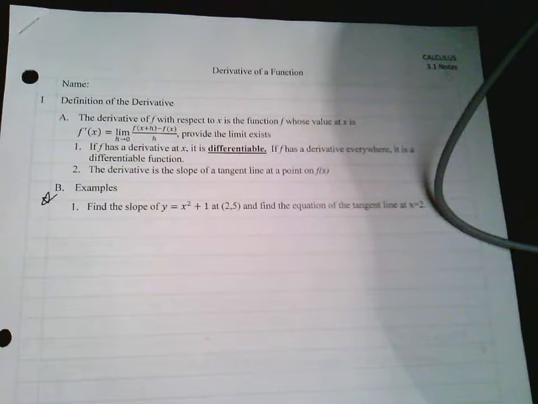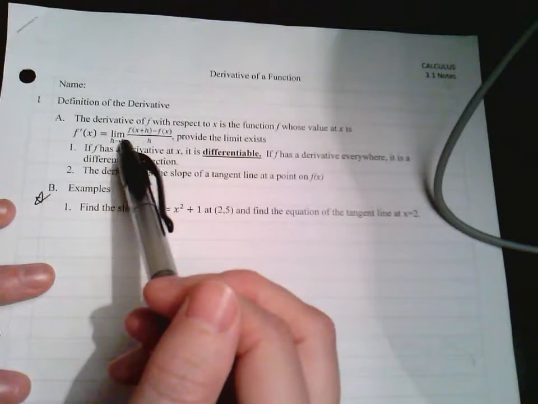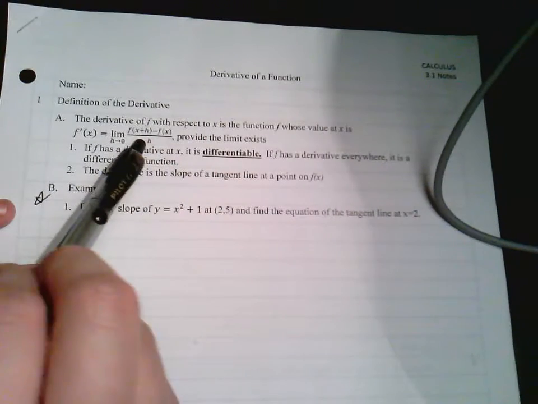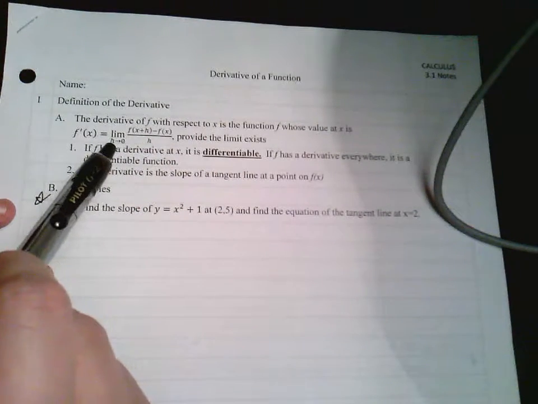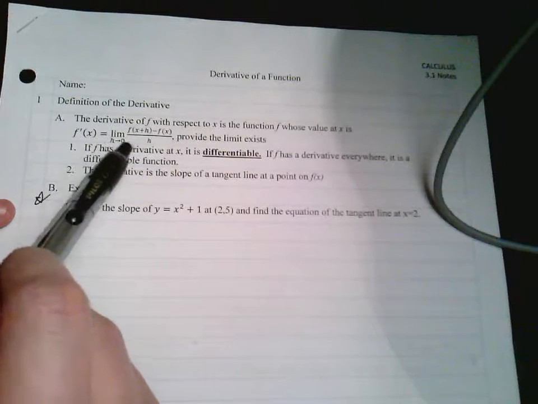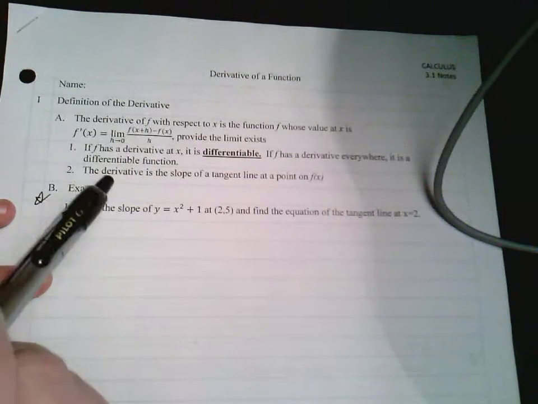Today we're going to be talking about the derivative of a function, and we're going to find it using the definition of a derivative. The definition is that the derivative of f with respect to x is a function f' whose value at x is this. This looks like a slope at a point. So the derivative is the instantaneous rate of change at a point x, provided the limit exists.